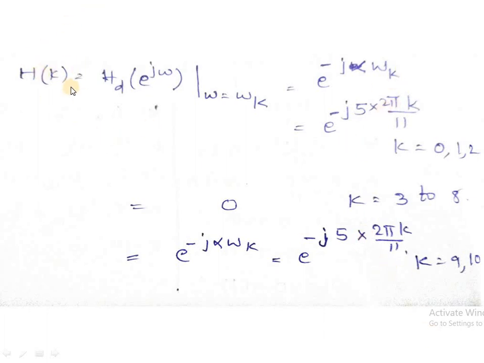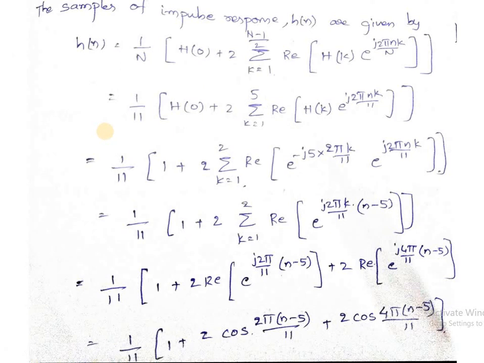And these are the values of h of k. Now we shall find the impulse response h of n by using the impulse response equation, which can be written as 1 by n into h of 0 plus 2 sigma k equal to 1 to n minus 1 by 2 of Re of h of k into e power j 2 pi n k by n, where Re represents the real part of h of k into e power j 2 pi n k by n. And this can be used for computing the n samples of the impulse response h of n.